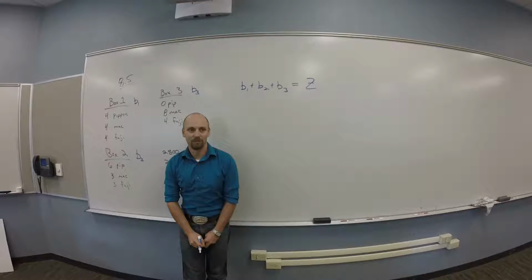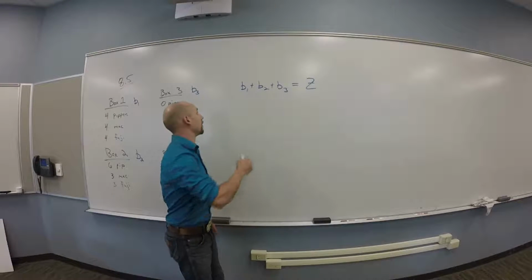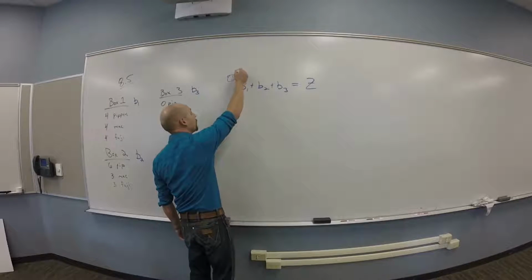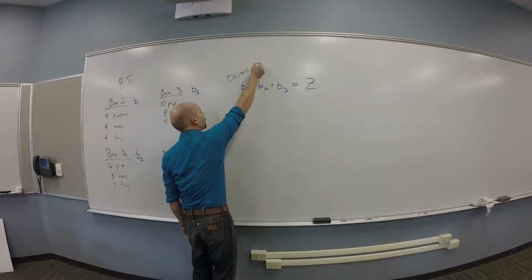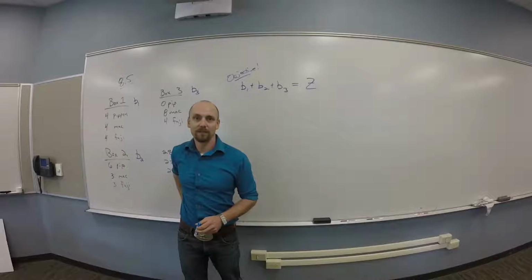Now what else do I have? I need more constraint equations. So what are my more constraint equations here? Right now, this is my objective equation, which I located. So I'm pleased with this.